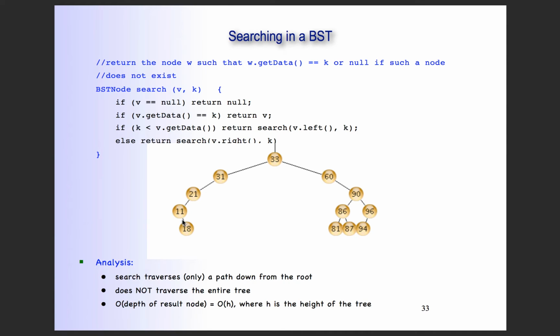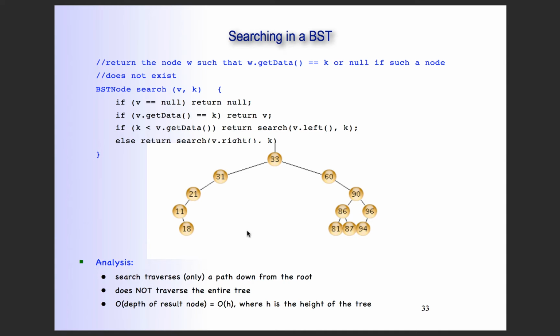So that means when we try to find any data, we traverse only one path. That starts from the root and ends at our target value, or if we don't find the data, then it will end at the leaf of that path. So we do not traverse the entire tree.